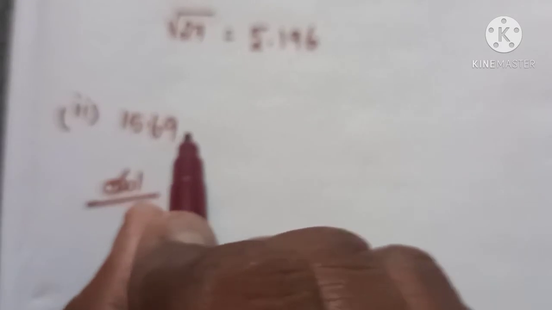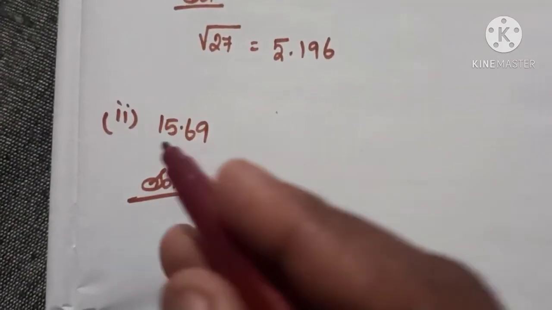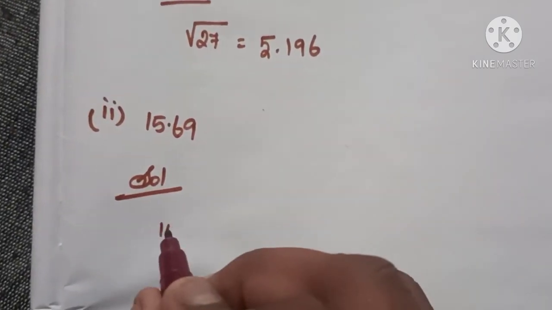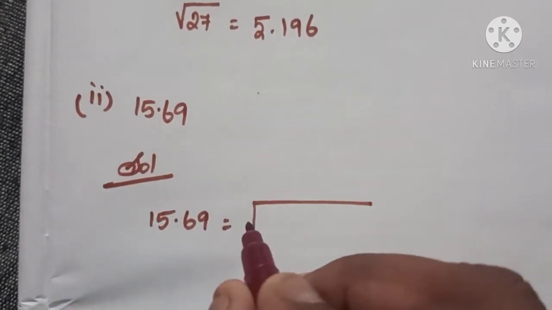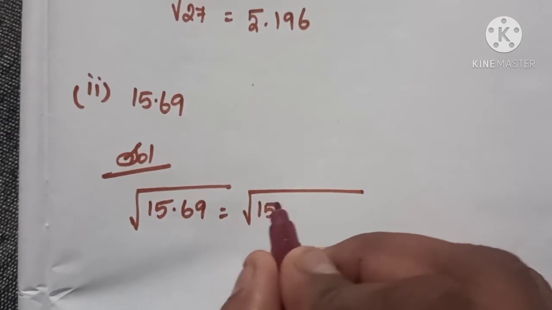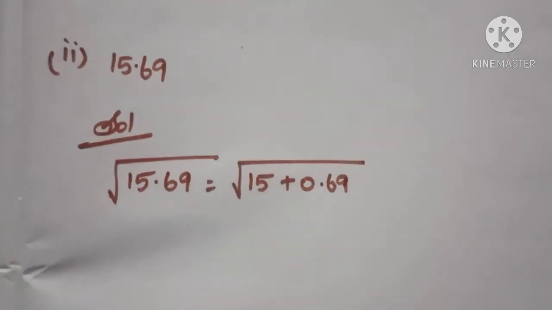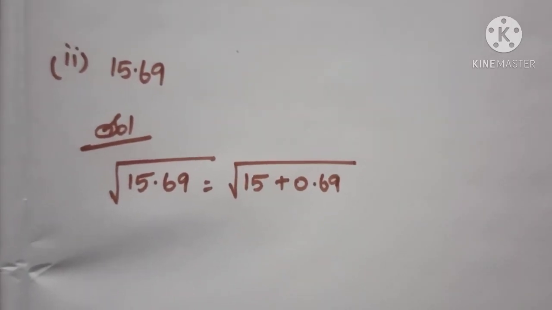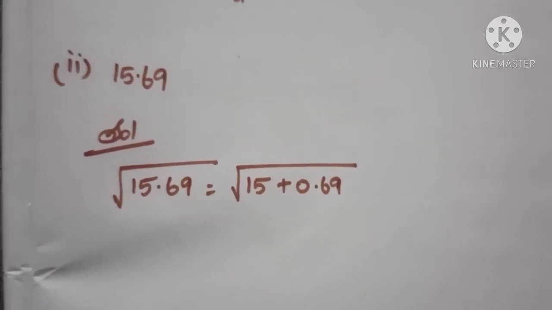So in this case, how you need to find out the square root means you need to separate this integral part and decimal part like this. So 15.69 in a square, you need to find out the square root of 15.69. It can be written as 15 plus 0.69. So integral part plus decimal part. You need to separate like this, and next you need to continue to find as it is same.